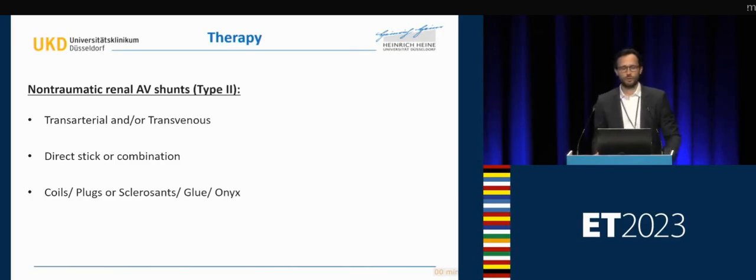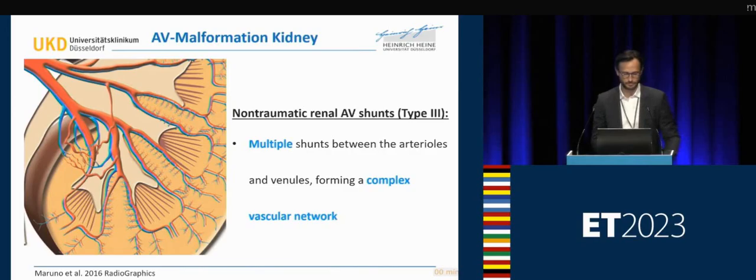So for type 2, we can also use the transarterial or transvenous route, also to perform a direct stick, which I'm not showing right now, or if you're having trouble, you can also always combine these two procedures. Also at our hands are coils, plugs, and sclerosant, as well as glue and Onyx.